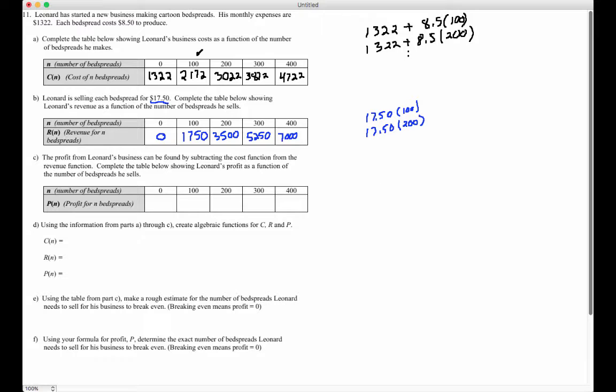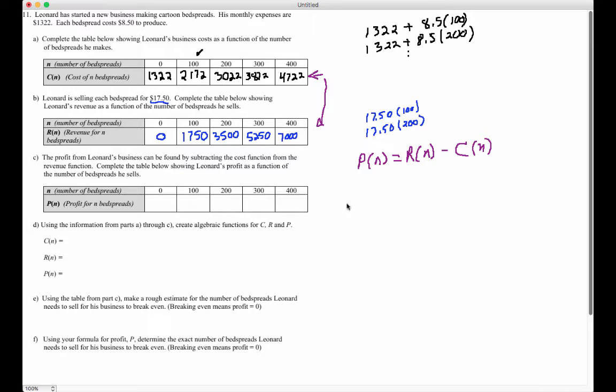Okay, so now we got to talk about the great American capitalism. We've got to talk about profit here. Okay, so how do we make profit? The definition for profit is that the profit based on the number of things that you manufacture is going to be equal to the revenue of how many of those things you manufacture minus the cost of how many of those things you manufacture. In other words, profit is how much money you make over and above your costs. So what we need to do to calculate profit is subtract the cost from the revenue. In other words, we need to take these numbers right here and subtract them from those numbers right down there.